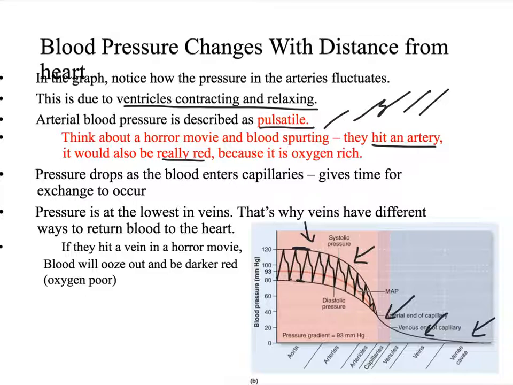Okay, now if they cut a vein in a movie, the blood should just kind of ooze out. So it should be slow. It shouldn't be pulsatile. It shouldn't be pulsing. So the blood would also be darker red because it's oxygen poor. It could kind of be on a purple tinge.